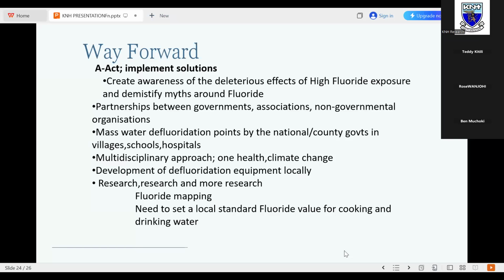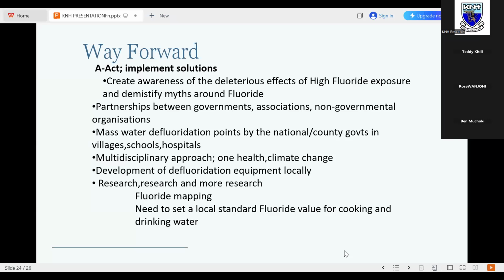We need to have mass water defluoridation points by the national and county governments in villages, schools, and hospitals. If I give you an example, as a parent, I have said that fluorosis will affect a child up to 8 years of age. But children start school when they are 4 years of age. So as a parent, you will do that.